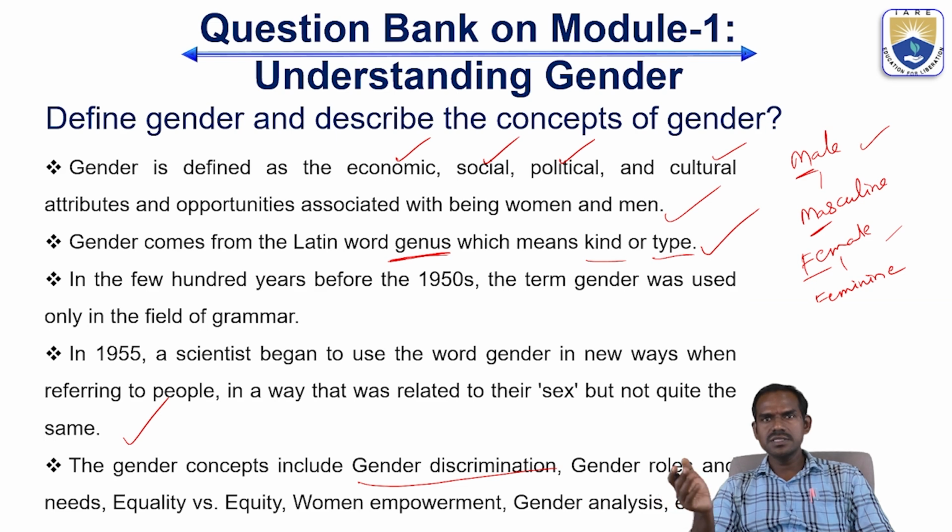Okay, man is treated differently, whereas female is treated in a different way. So this is called gender discrimination. This will come under one of the concepts of gender, and gender roles. What are the roles given to gender?